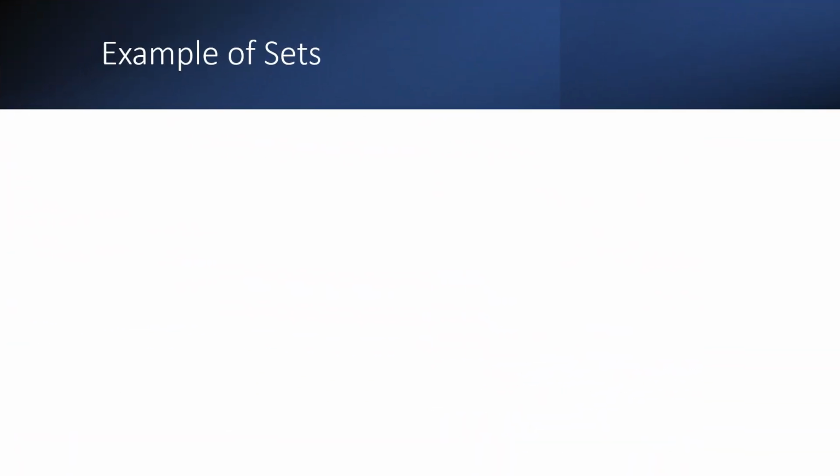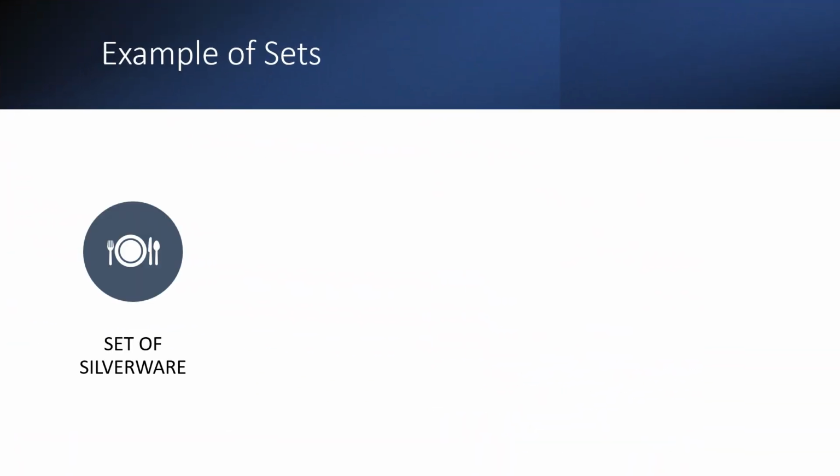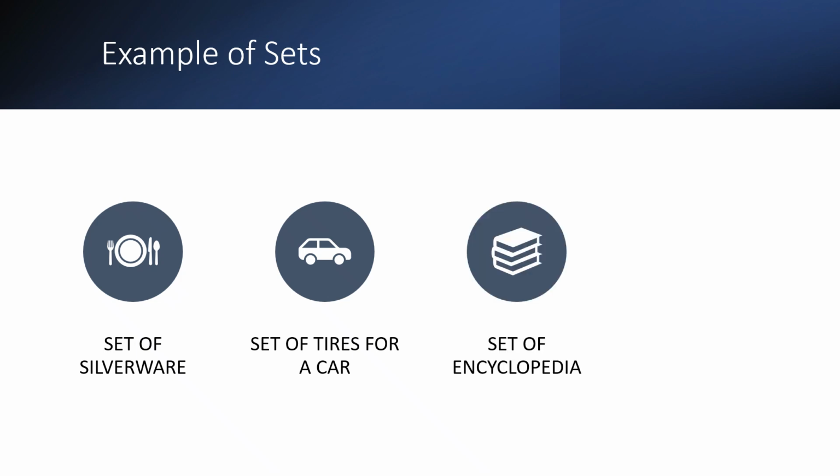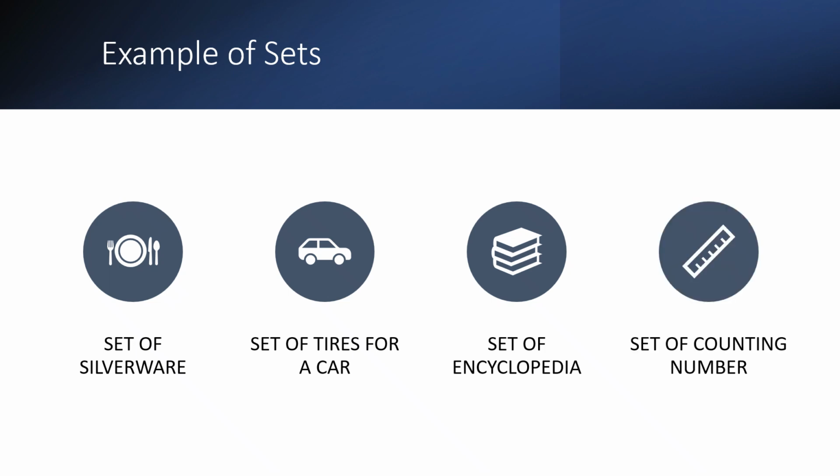Some examples. First one is a set of silverware. As you can see on the image, silverware are the spoon, fork, knife, and plate. Another example is a set of tires for a car. So technically there are a number of tires in each car or any vehicle. Another is a set of encyclopedias. For all these, we could say that this is the manual search engine or Google. So that's it. Another is the set of counting numbers. So when we have counting, we start with 1 and go on to infinity.